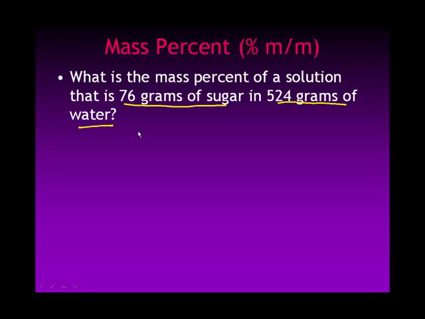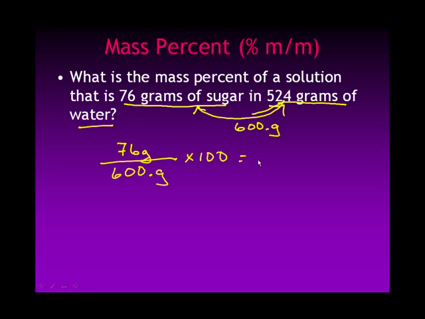So we want to know what percentage of this is sugar. The part we're looking for is 76 grams divided by the whole thing. Well, the whole thing is these 2 things added together. If I add those 2 things together, it's 600 grams. This is the trickiest thing about these problems: reading them close enough to know exactly what they're asking. Sometimes you're going to have to add the things together like we just did.